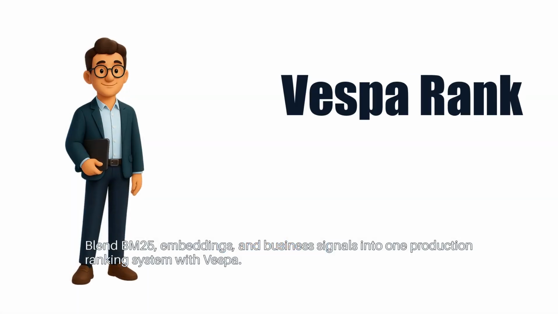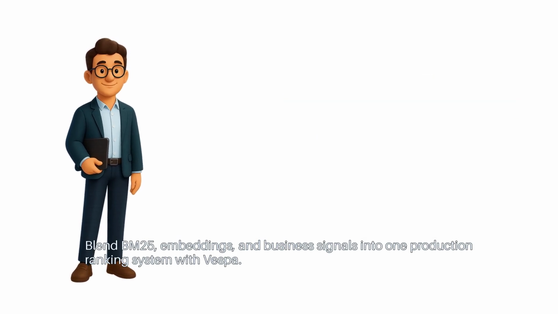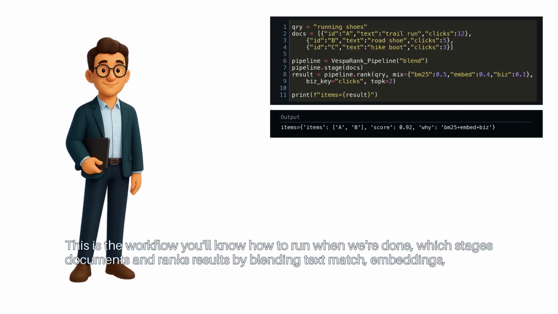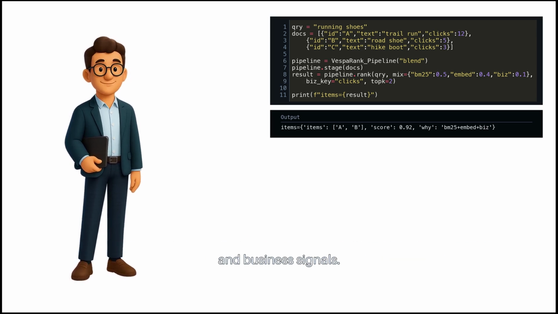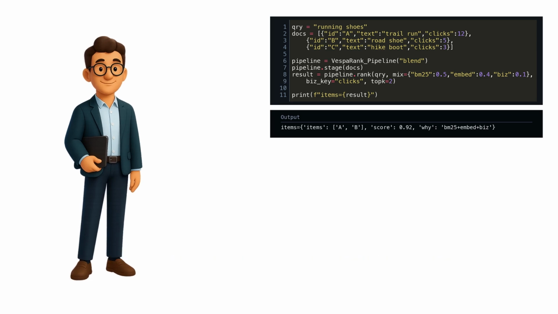Blend BM25, embeddings, and business signals into one production ranking system with Vespa. This is the workflow you'll know how to run when we're done, which stages documents and ranks results by blending text match, embeddings, and business signals. I'm Professor Pi, teaching search and IR with simple Python.